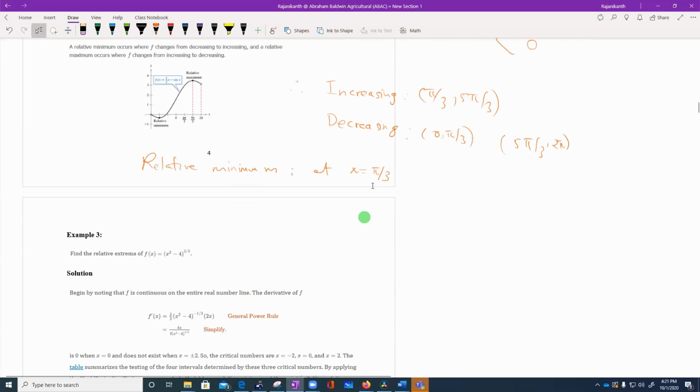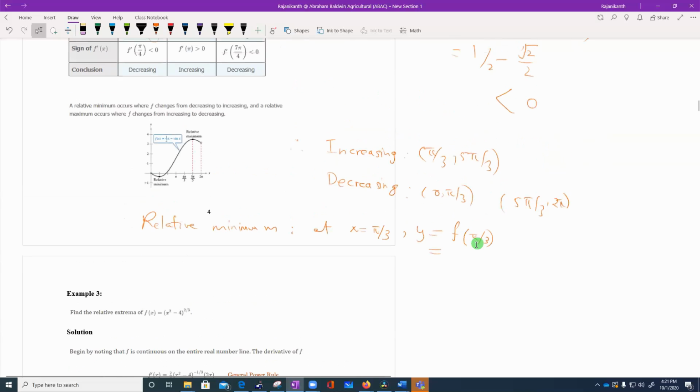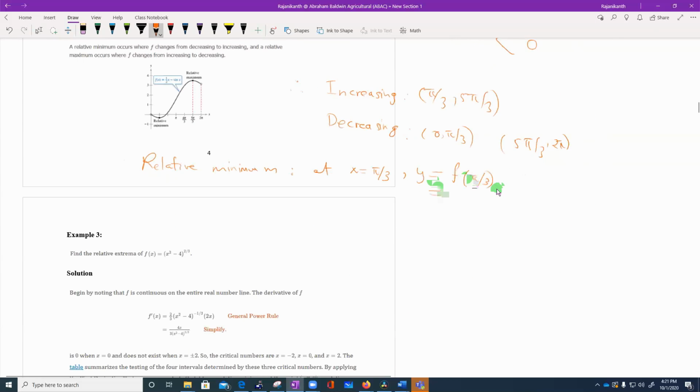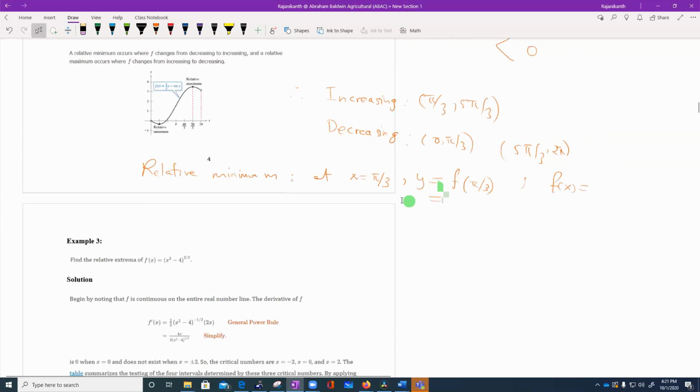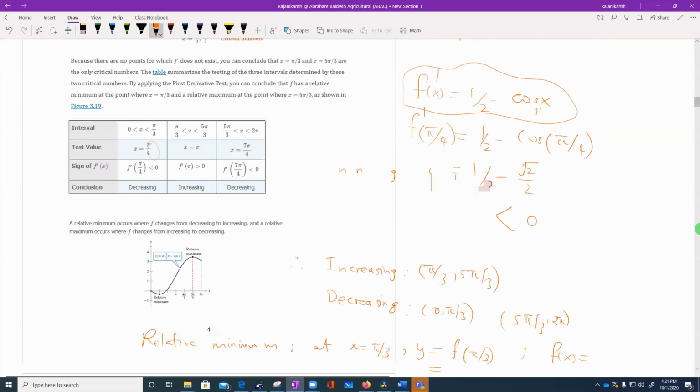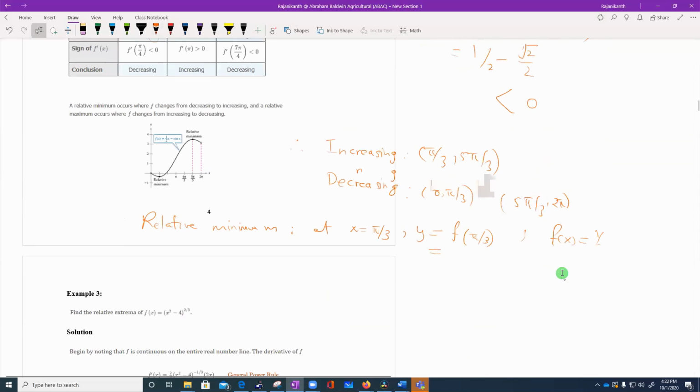So this is just the point where you get the relative minimum, but this is just the x coordinate. You need to find y as well by simply plugging this x coordinate into your function and finding the y coordinate. If you're plugging in pi over 3, where do you want to put it? You want to put it into the original function. Go back and check. Your original function is half x minus sine x.